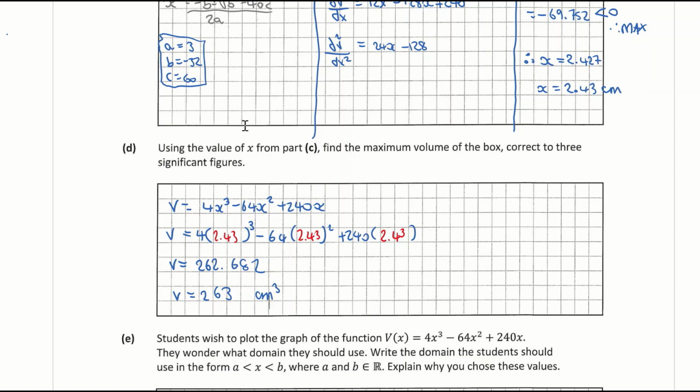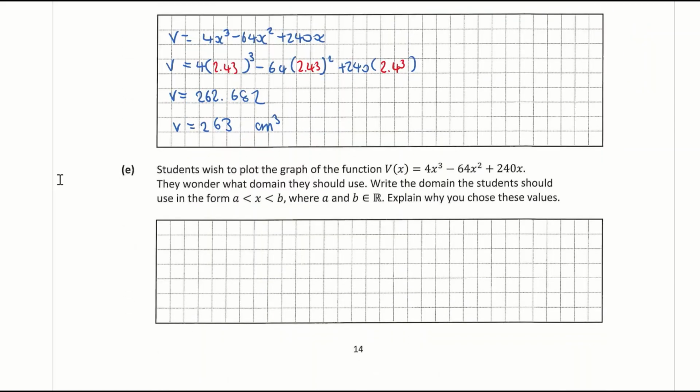Okay, and our final part of this question is part E. Students wish to plot the graph of the function. They wonder what domain they should use. Write down the domain the students should use in the form A is to B, where A and B are elements of the real numbers, and explain why you chose them. So my explanation here is basically going to be mathematics, in other words.